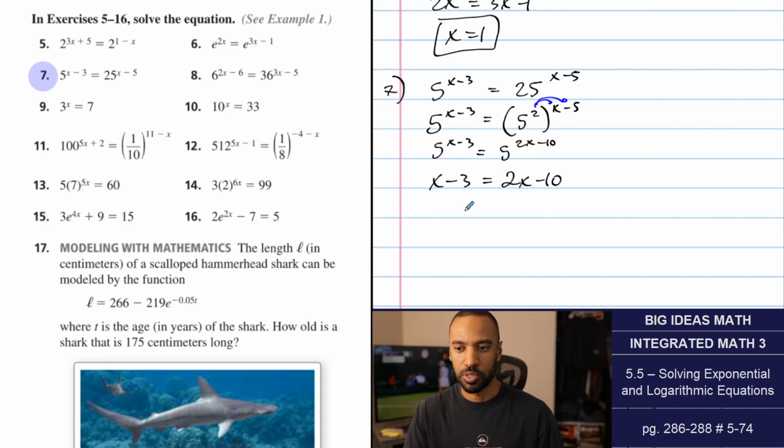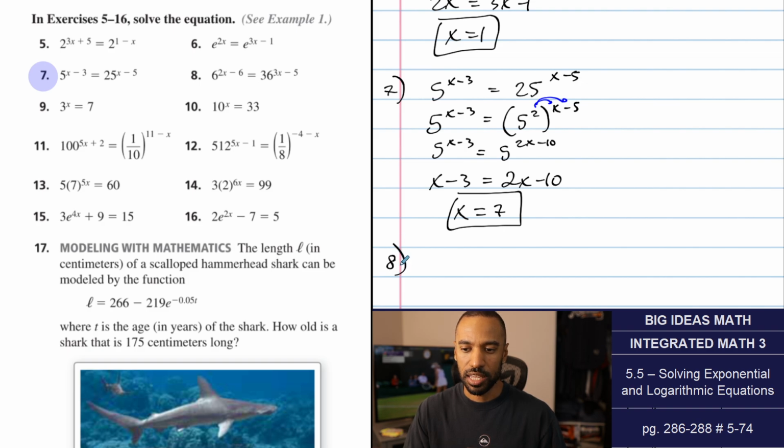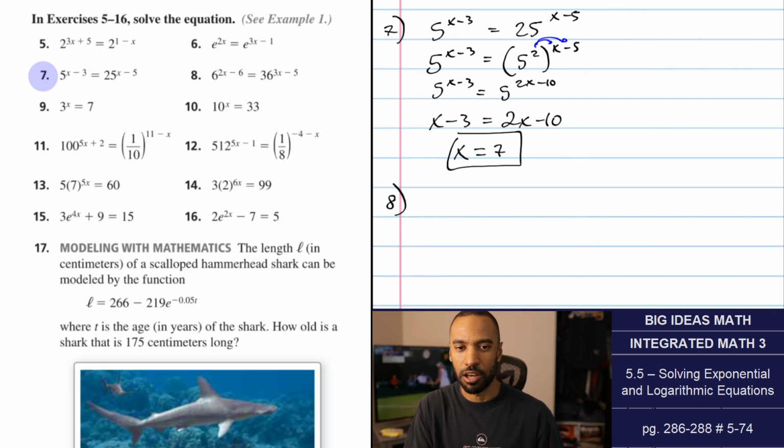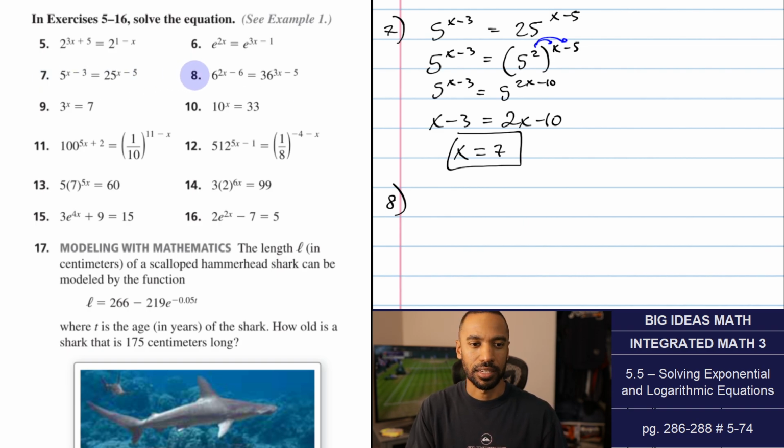I will subtract x from both sides and add 10 to both sides. I get x equals 7. I'm not double checking these, so I only hope I'm doing the basic algebra correctly at the end of this. So apologies if I'm not. I should be fine. Number 8.